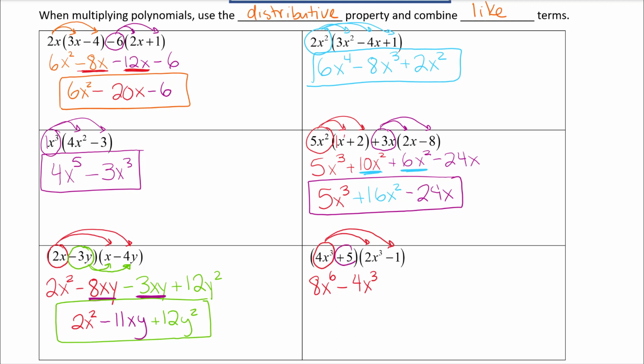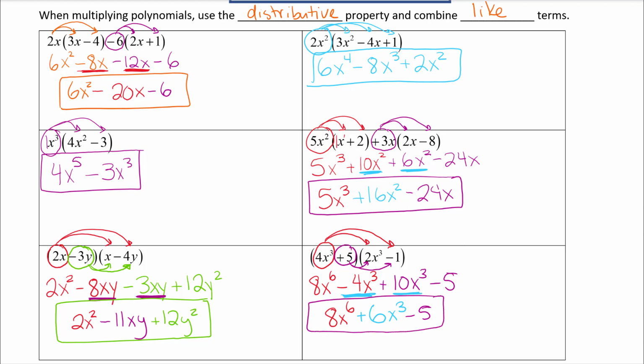Now I'm going to take the 5 and distribute the 5. 5 times 2, that's 10x cubed. 5 times negative 1, that's negative 5. I do see that my 2 middle terms are like terms. I have a negative 4x cubed and a positive 10x cubed. When I add those 2 like terms, I'm getting positive 6x cubed. The first and last terms stay the same. And I'm done there.